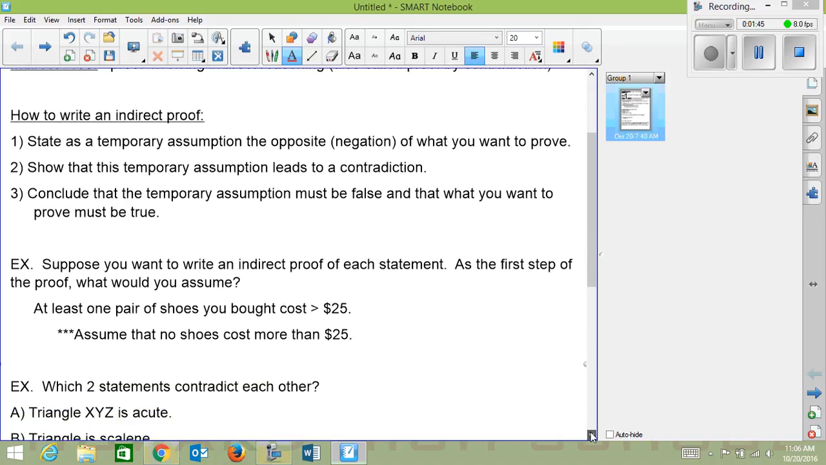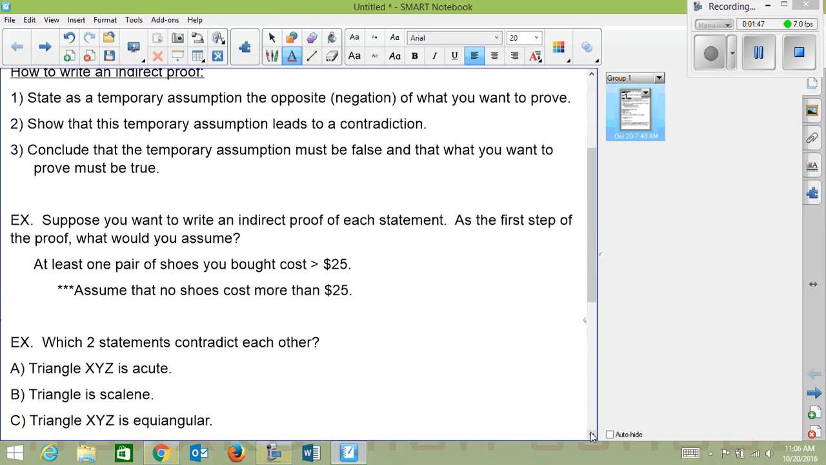Another example: which two statements from this example contradict each other? So they go against each other. They can't both be true, in other words. One of them proves the other one false. Statement A, triangle XYZ is acute. Triangle XYZ is scalene, and triangle XYZ is equiangular. Equiangular means all the angles are equal.